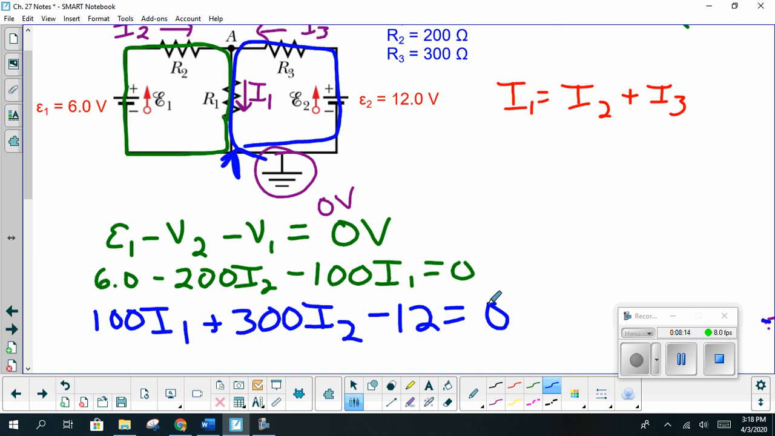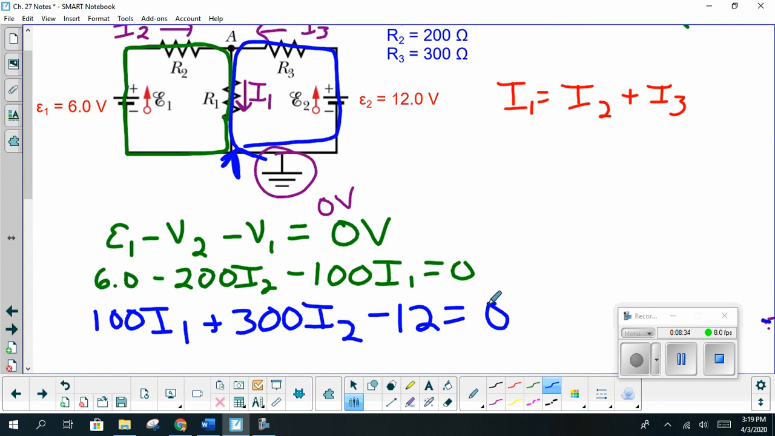Why are the signs that way? Again, I think you can see why I'm doing the voltages as they are. So we start here, our drop across R1 is going to be our current times our resistance, or R1 times I1. We're going against the current, so we're going uphill. So that means we're going to have a positive potential difference across that resistor.